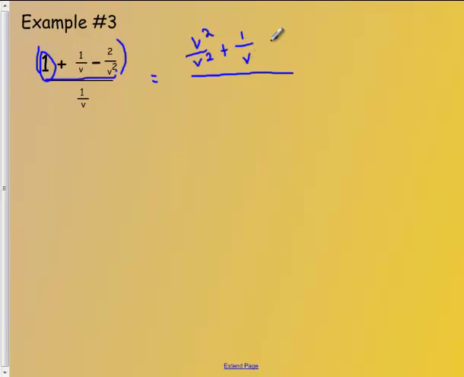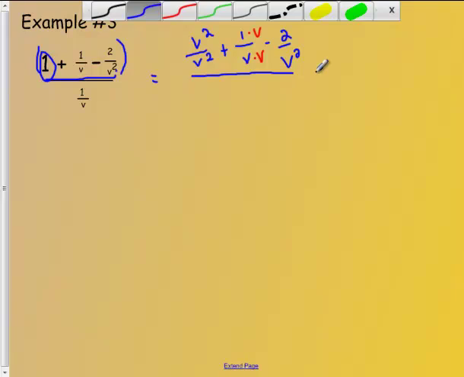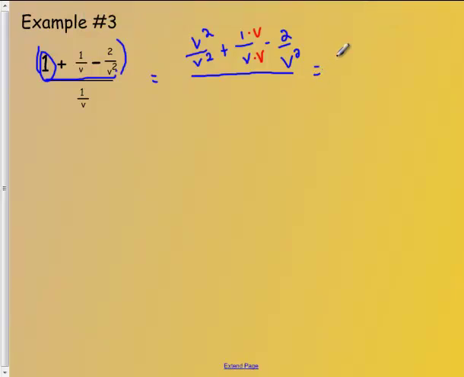1 over v minus 2 over v squared. All right, so what am I going to have to multiply this by to get a common denominator? I'm going to have to multiply both of them by v. So I just like to rewrite everything so it's nice and pretty. So I've got v squared on the top plus a v plus a 2, and I found out my common denominator for that numerator was v squared. That's lovely, but that's still all over 1v. So now I've got a pretty complex fraction.